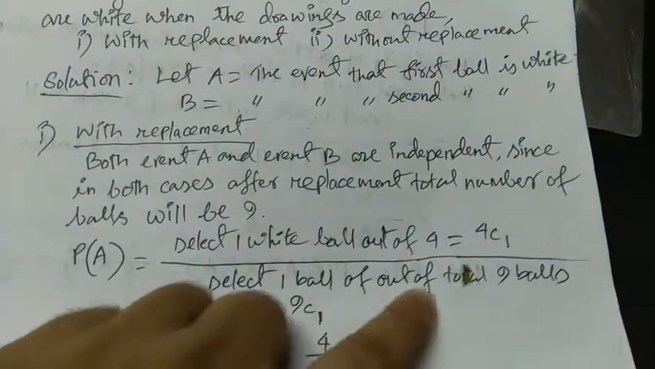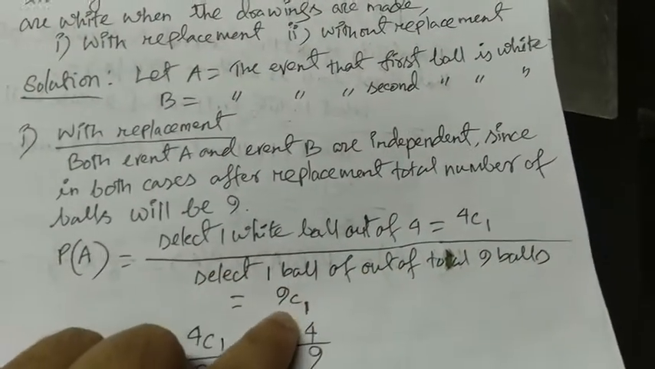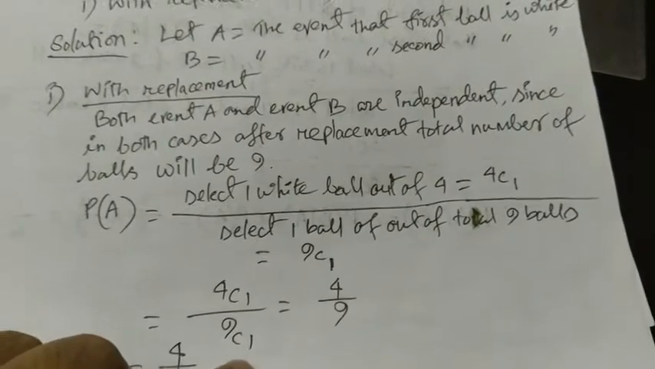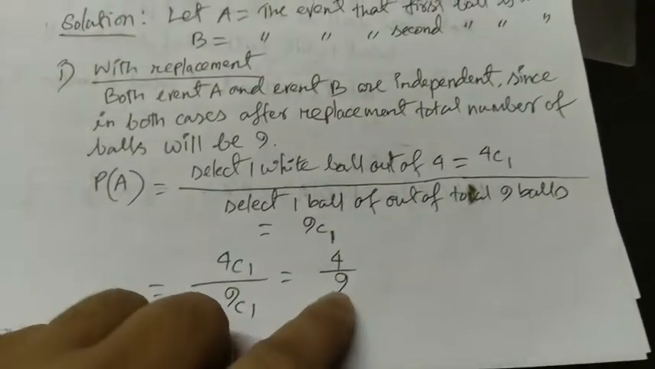Out of a total of 9 balls, we want to pick 1 ball. So selecting 1 ball out of 9 balls is 9C1. So 4C1 divided by 9C1 is equal to 4 by 9. That means the probability of A is 4 by 9.